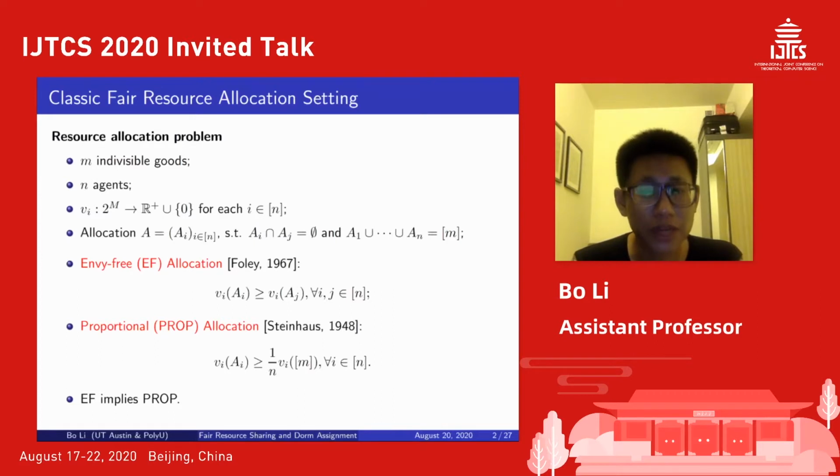Proportional allocation is weaker. It requires that every agent i has a value for her own bundle that is not smaller than a 1/n fraction of her value for all the items. So agent i doesn't care who gets what, but she only compares her value for the allocation with a threshold value. And the threshold value is just her proportional value in the allocation problem. We can see that an envy-free allocation is also proportional.